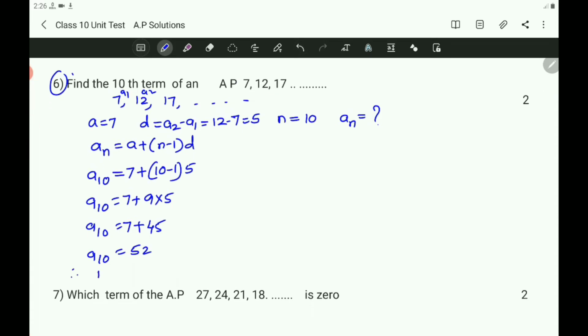Therefore, the 10th term of the AP 7, 12, 17, and so on is 52.